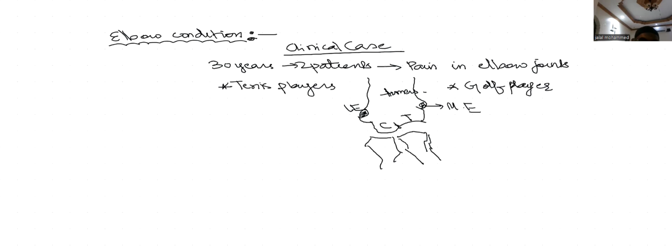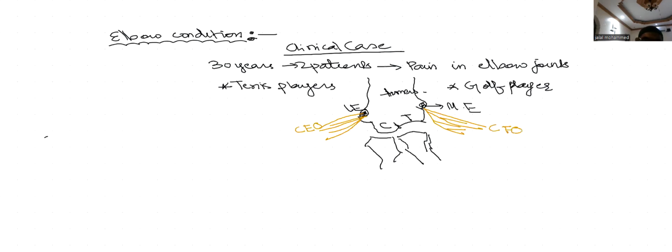So we have muscles originating from these. This group of muscles originating from the lateral side, we call the common extensor origin. In the same way, we have a group of muscles coming from the medial side, which we call the common flexor origin.